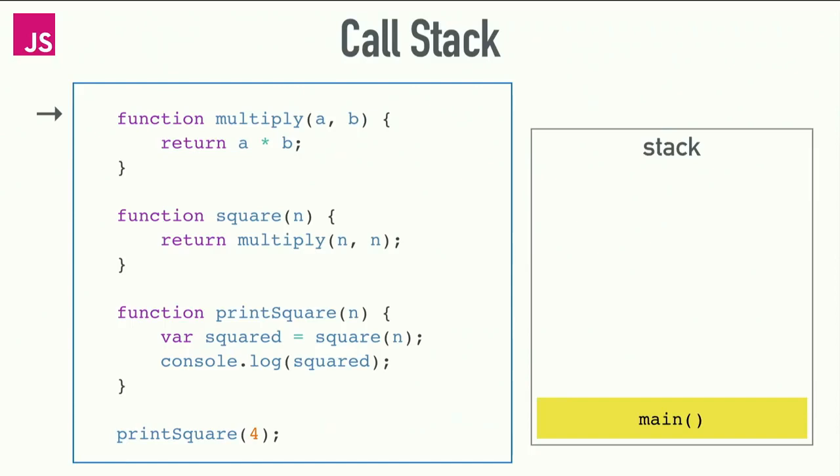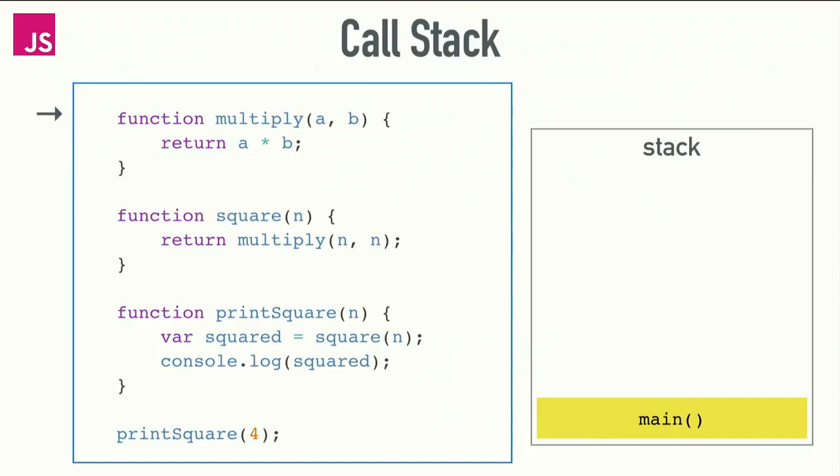So the call stack is basically a data structure which records where in the program we are. So if we step into a function, we push something onto the stack. If we return from a function, we pop off the top of the stack. That's all the stack can do. We push stuff on the top, pop off the top.